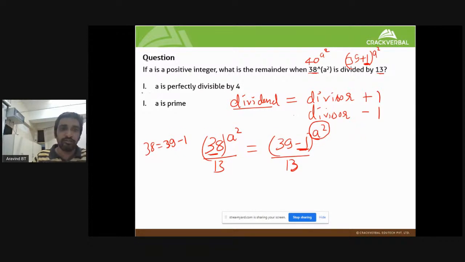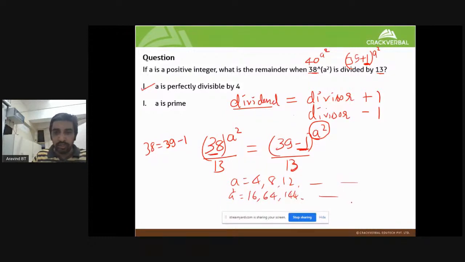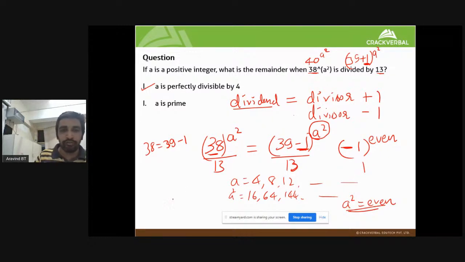So let's look at the first statement now. A is perfectly divisible by 4. So A is nothing but 4, 8, 12, and so on. So what is A square? A square is 16, 64, 144, and so on. But more than that, we understand that A square is even. If A square is even, minus 1 to the power of even will be a remainder. Minus 1 to the power of even is 1. So according to the first statement, the remainder is clearly 1.